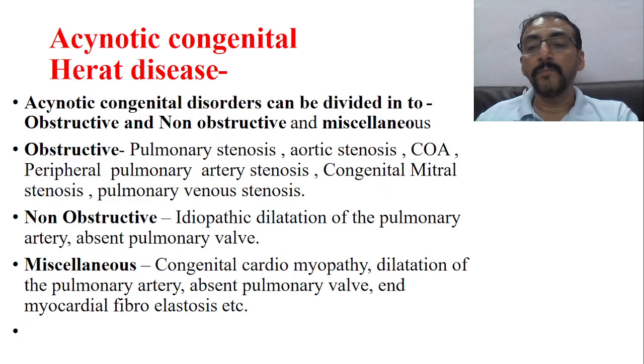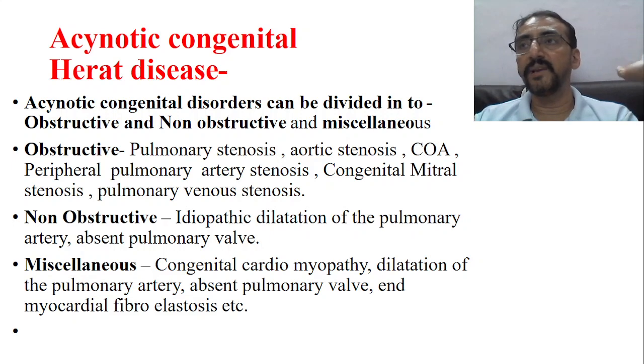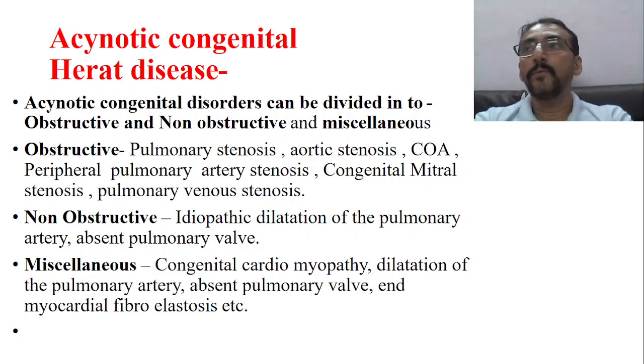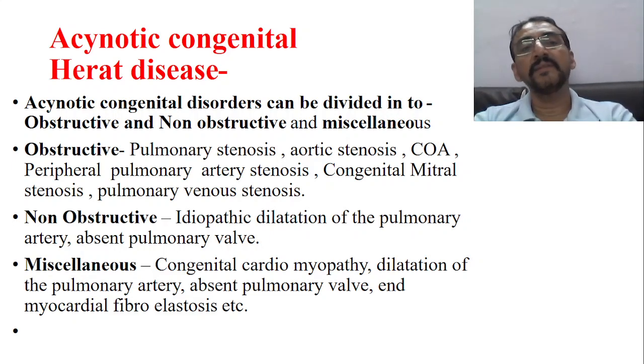Now to continue, acyanotic congenital heart disorders can be divided into two types. This is the first basic classification we have seen. Now we go further. These acyanotic congenital heart disorders can be further divided into obstructive type, non-obstructive type, and miscellaneous. So there are basically two or three types: obstructive, non-obstructive and miscellaneous.